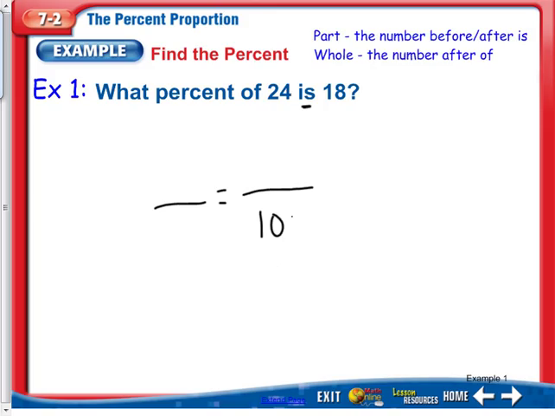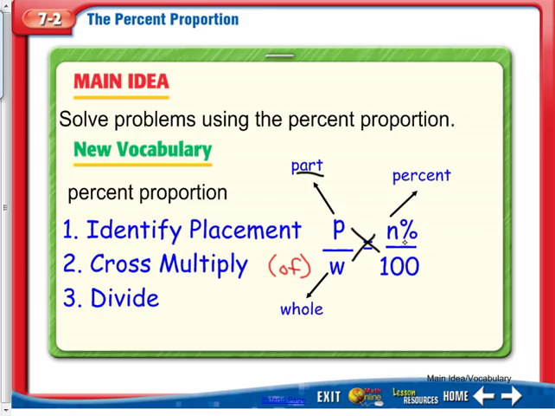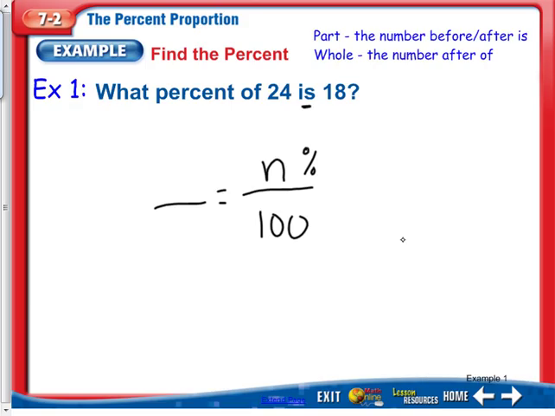Always make this number right here 100. We know how to fill that out, okay? Whatever percent we have is going to go up here. Well, it looks like what percent? It looks like we're going to be finding that percent. Okay, now always use the letter N for that number. Okay, when we look back at our diagram, that's what we're trying to use here. Okay, we're going to have a P for part, a W for whole, and an N for percent. So what percent is what we're looking for?